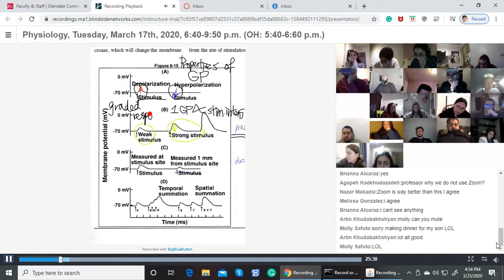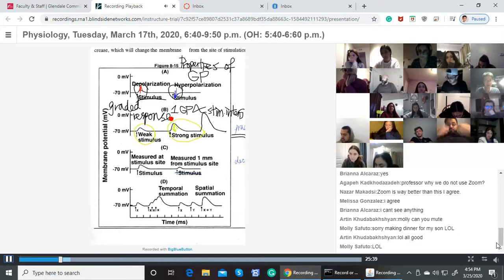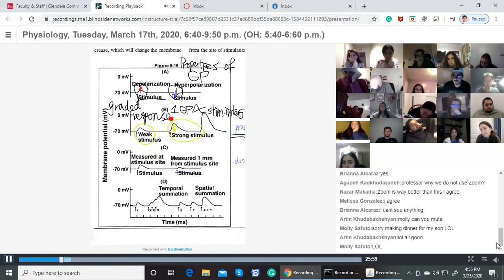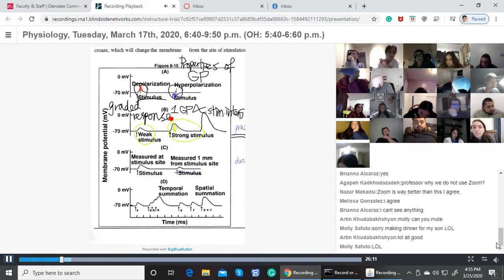What is the opposite of graded response? You may or may not have heard about this. The opposite of graded response is called all or none. It's like digital. Whenever we say digital, digital photo frame, everything is digital, digital meaning it is 0 or 1, 1 or 0. So all or none is the opposite of graded response. You either have it or don't have it. We call it all or none. Graded response means that it will change according to the stimulus strength. Okay, so this is property number 1.